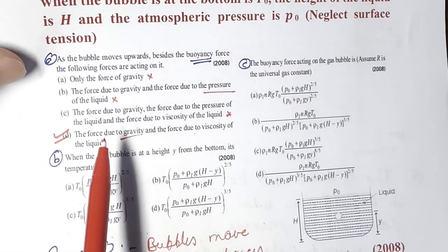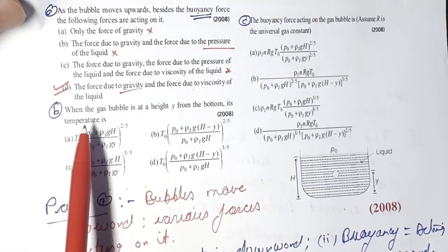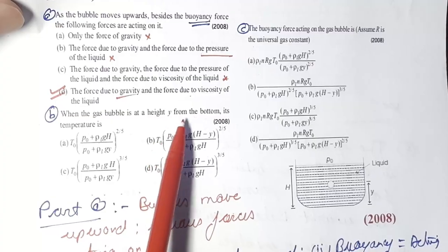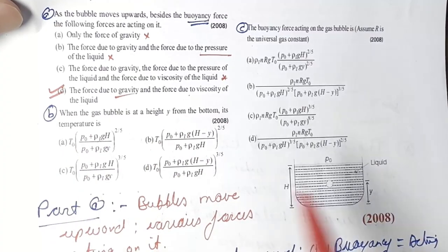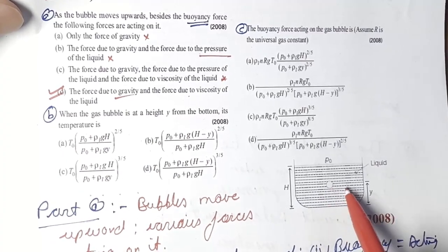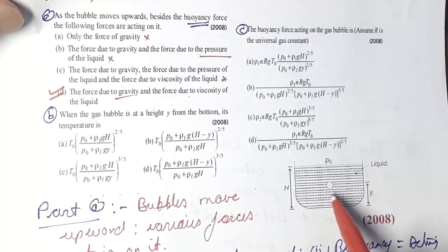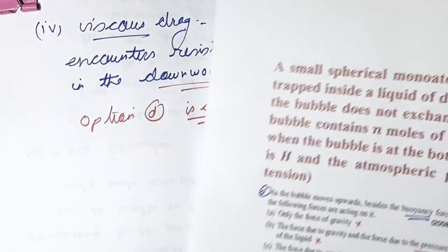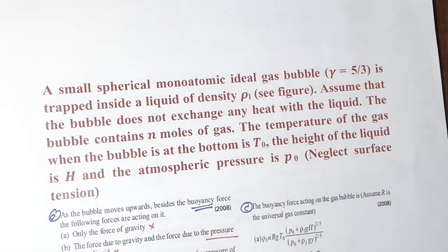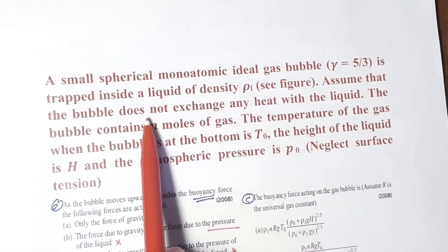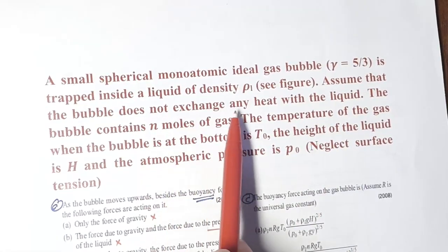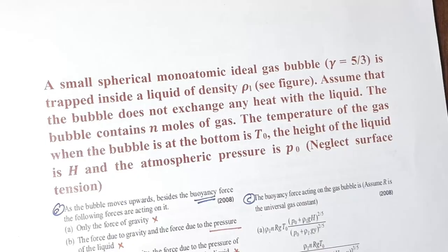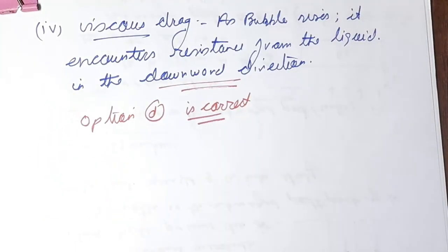In part B, it says that when the bubble is at a height of y from the bottom, its temperature is. So we have to find out the temperature of the bubble at a height y from the bottom. And you have to keep in mind, it says that the bubble does not exchange any heat with the liquid. So it means it is an adiabatic process.